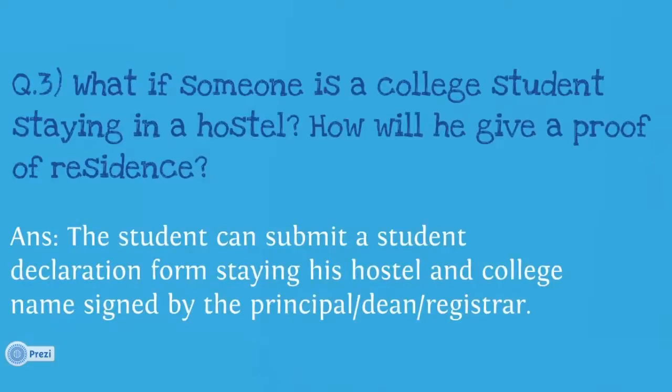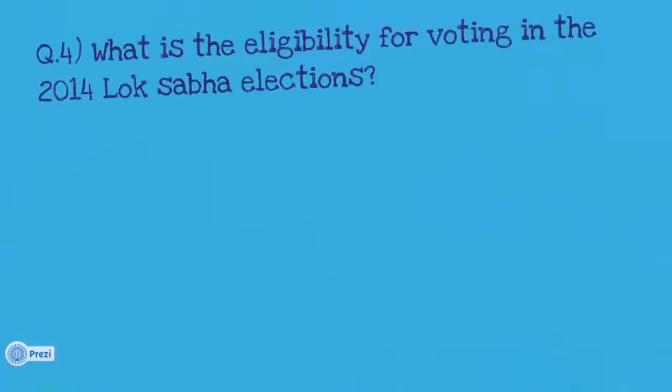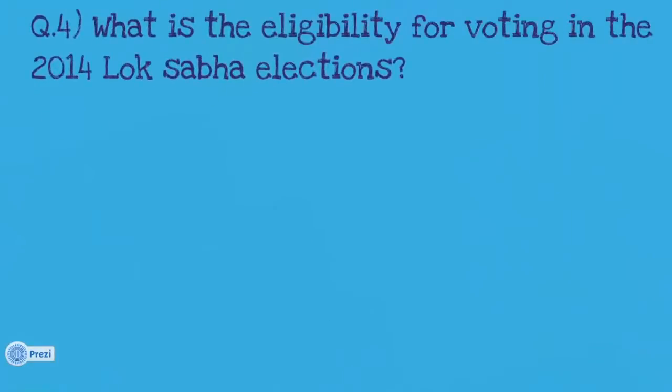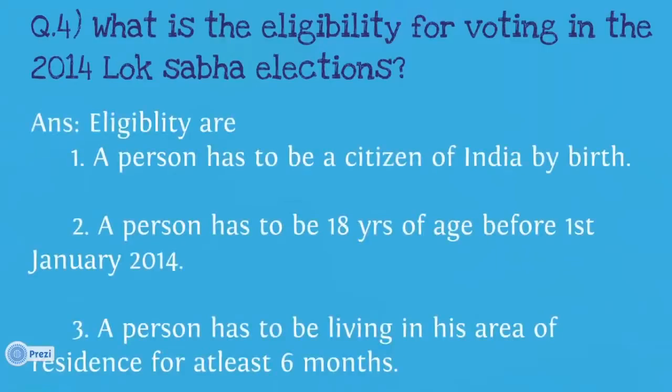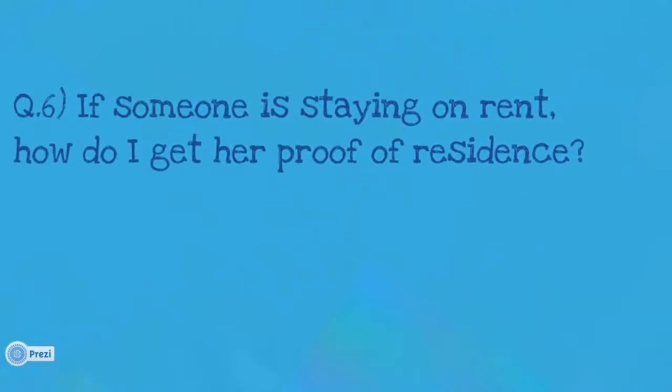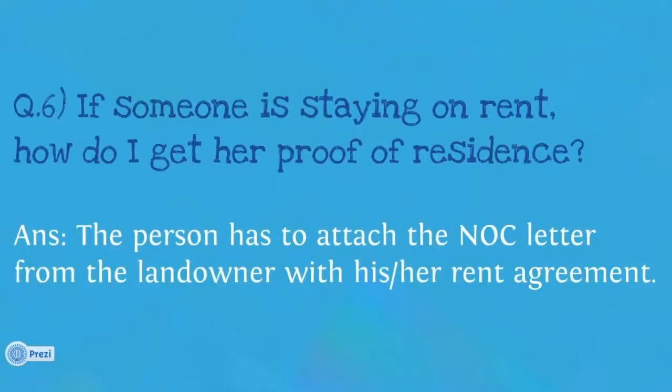What is the eligibility for voting in the 2014 Lok Sabha elections? A person has to be a citizen of India by birth. A person has to be 18 years of age before January 1st, 2014. A person has to be living in his area of residence for at least 6 months. If someone is staying on rent, how do I get the proof of residence? The person has to attach the NOC letter from the landowner with his or her rent agreement.